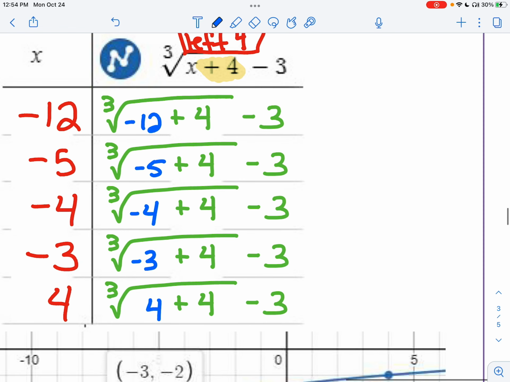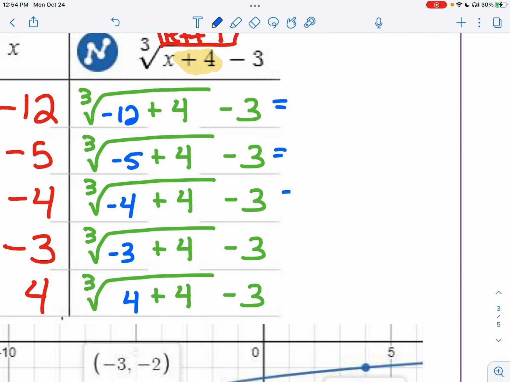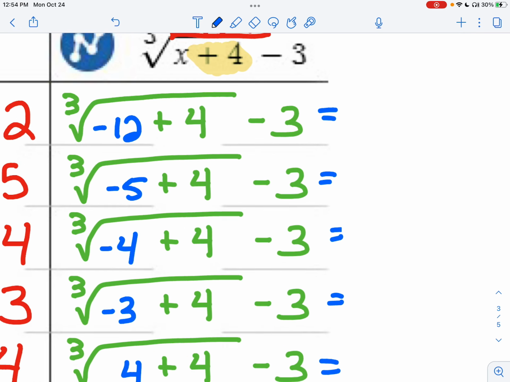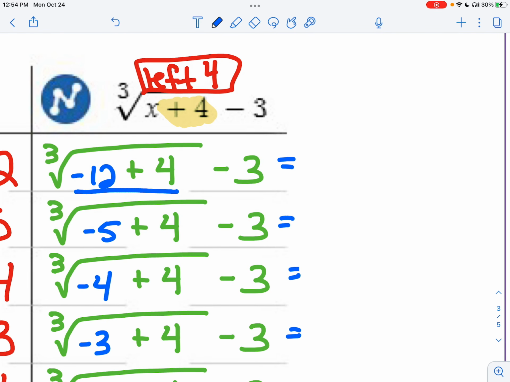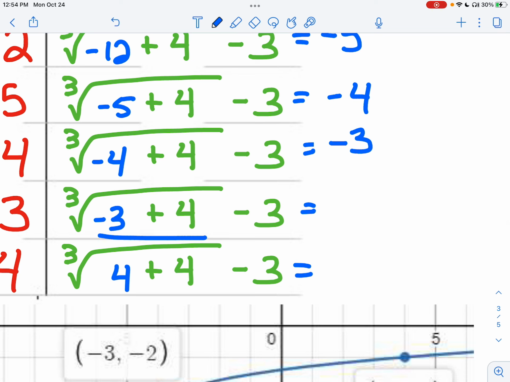And let's go ahead and evaluate what the y's will be. Hopefully you can do these in your head. If not, grab that calculator. -12 plus 4 is -8. The cube root is -2. Minus 3 is -5. Here's another one. -5 plus 4 is -1. The cube root is -1. Minus 3 is -4. Here's another one. -4 plus 4 is 0. Cube root of 0 is 0. Minus 3 is -3. Here's another one. -3 plus 4 is 1. Cube root is 1. Minus 3 is -2. 4 plus 4 is 8. Cube root of 8 is 2. Minus 3 is -1.